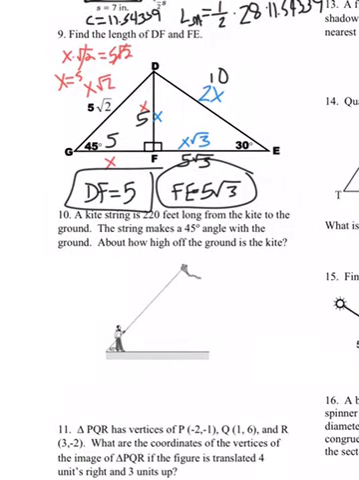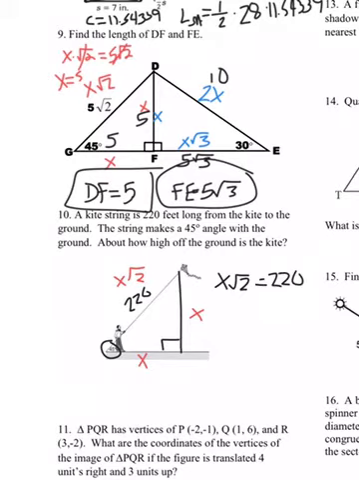Number 10, a kite string is 220 feet long from the kite to the ground. The string makes a 45-degree angle with the ground. About how high off the ground is the kite? So 220 feet. You see the 45-degree angle. So again, you set up a 45, 45, 90. This time, though, the hypotenuse doesn't have a square root of 2 value on it. You get x square root of 2 equals 220, so you're going to have to divide that.